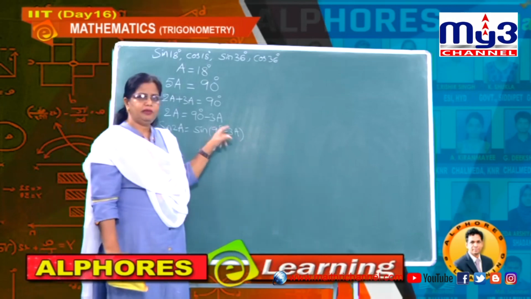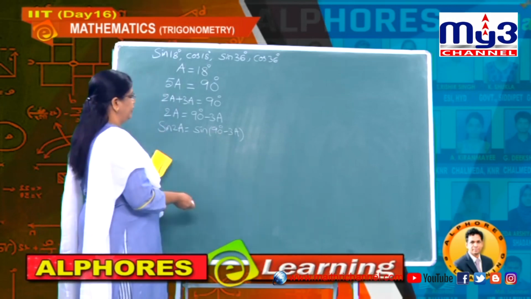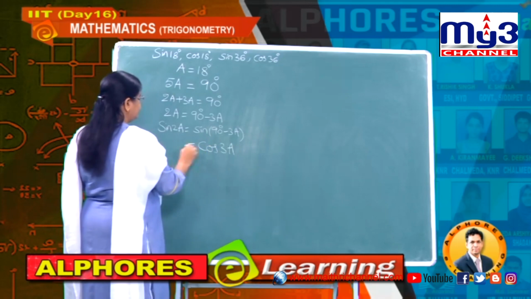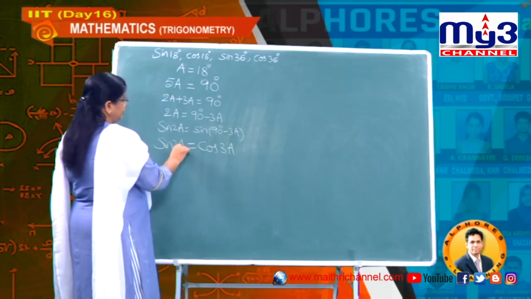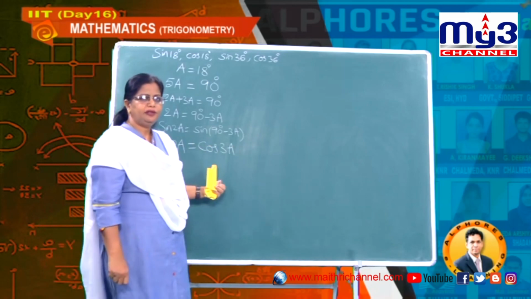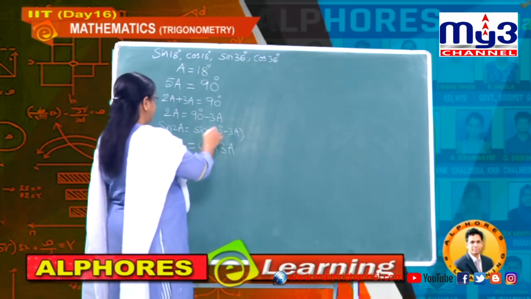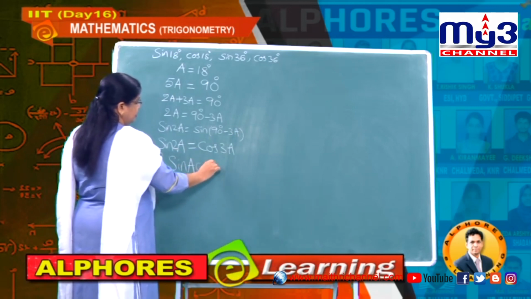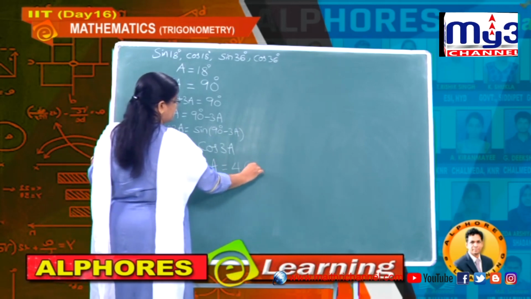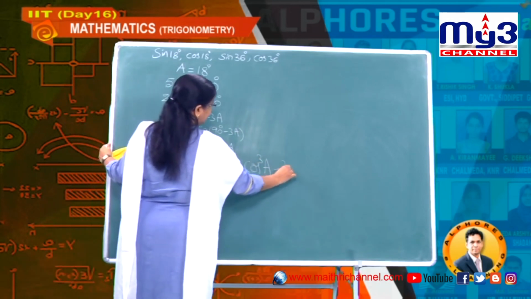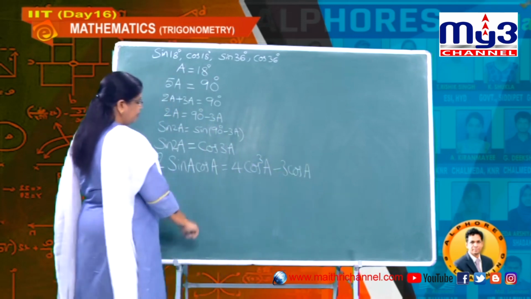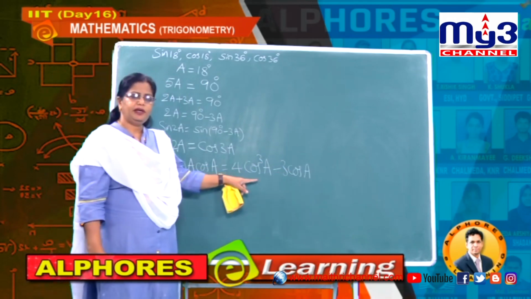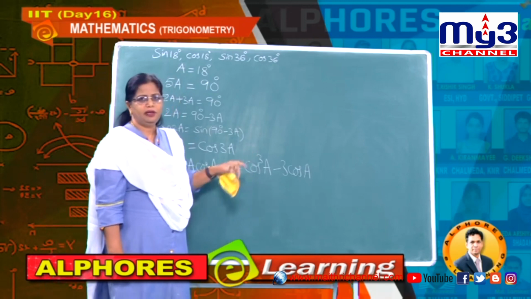Now what is the formula for sine of 90 minus 3A? It is cos 3A. Got it, students? This side you have sine 2A, and you know the formulas for sine 2A as well as cos 3A. Sine 2A is 2 sine A cos A, and cos 3A is 4 cos cube A minus 3 cos A. These we have already proved in previous classes.